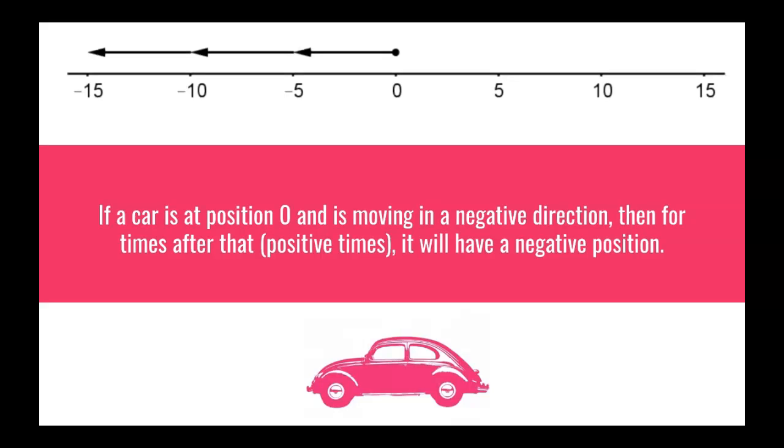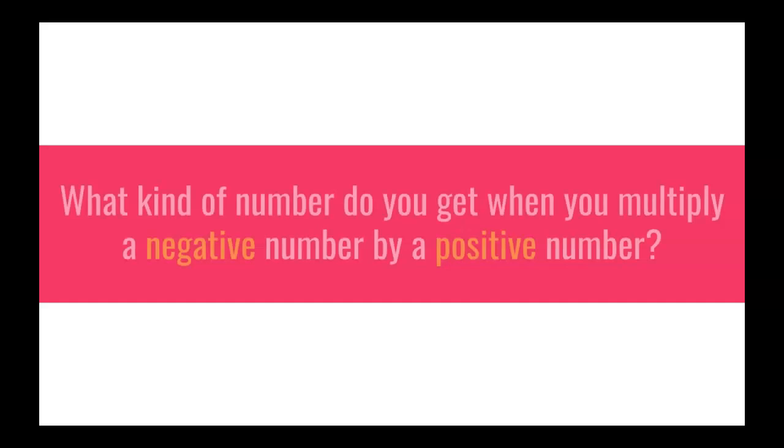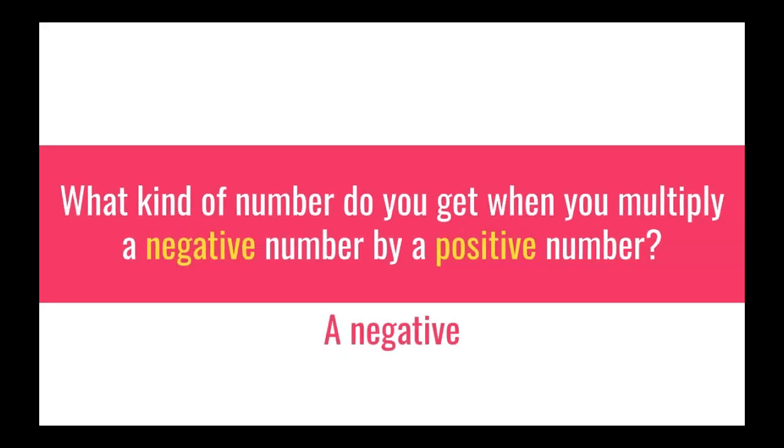But if you look at the same car at position 0, moving in a negative direction, so this time we'll say moving left, then for times after that initial start time, it's going to have a negative position. You can see it in the number line above. So we have a positive time, but a negative direction. A negative times a positive, what happens when you multiply them? You get a negative.